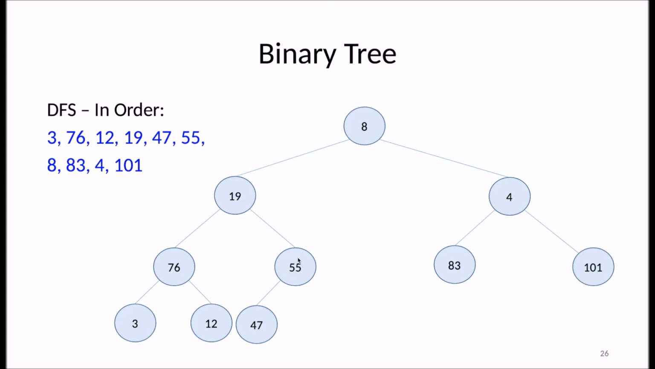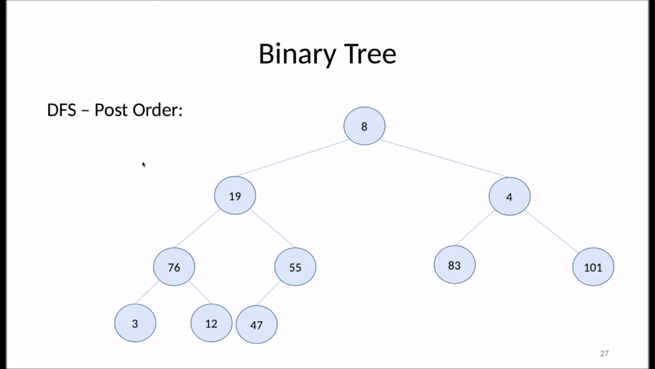I can't visit 55 yet. I have to visit the left child first, which is 47. Then go back up to 55. Go back up and have 8 now. And then go to the right child. Now 4, I have to visit the left child first, which is 83. Then I can visit 4 and then 101. This is the output of the in-order depth-first search.